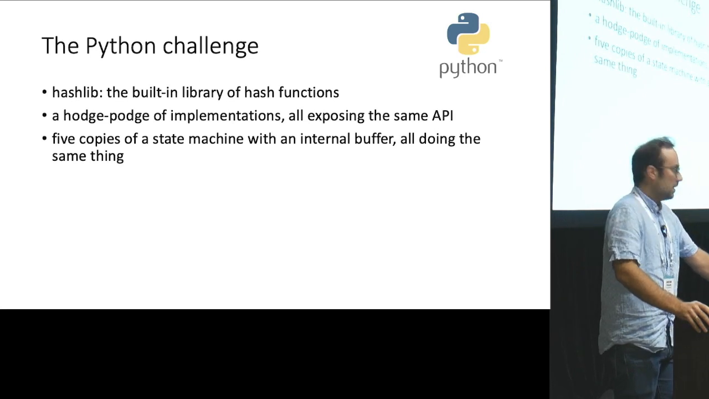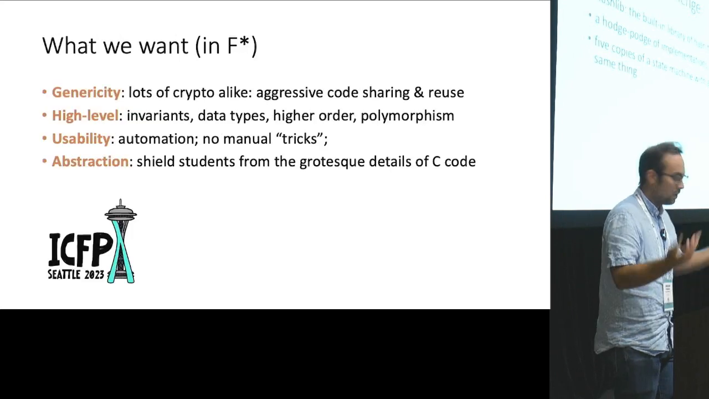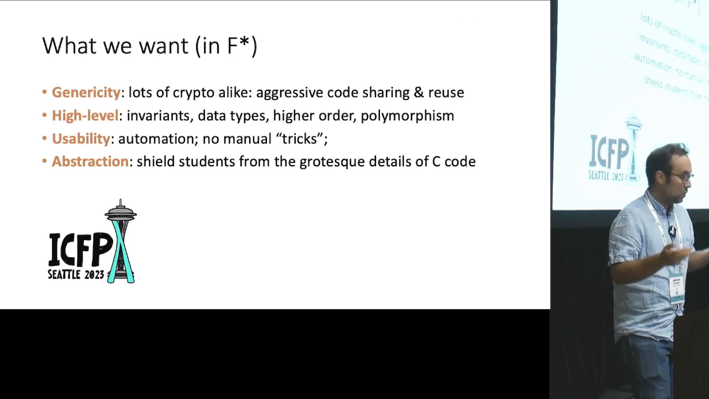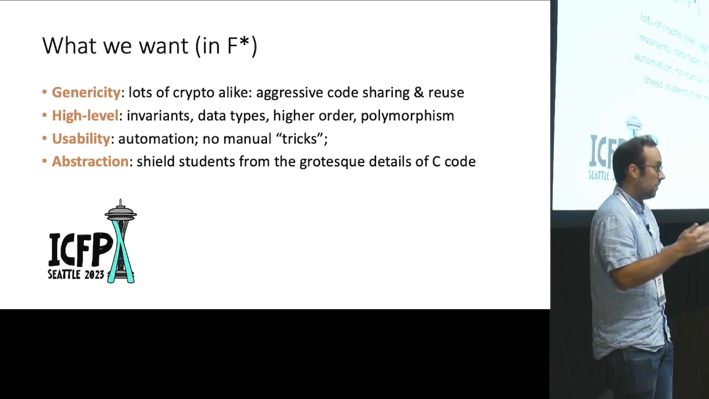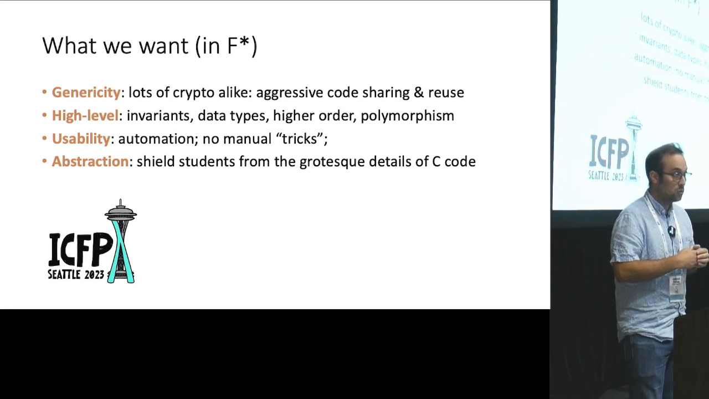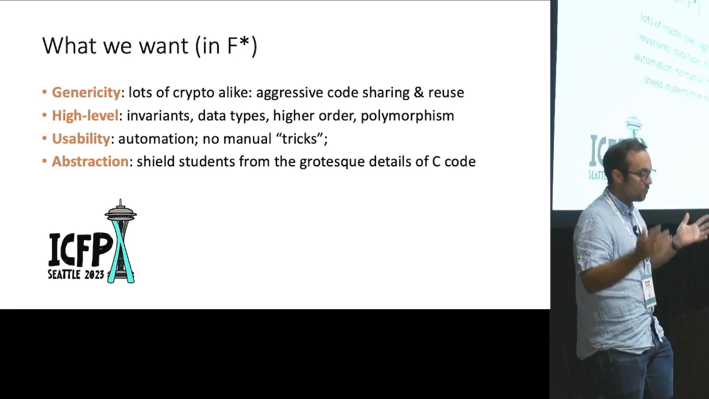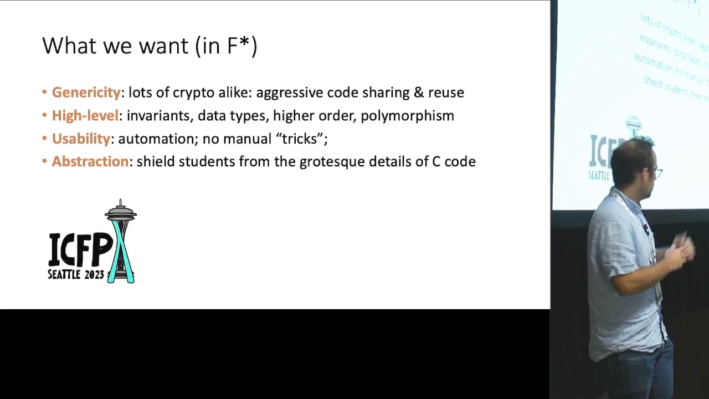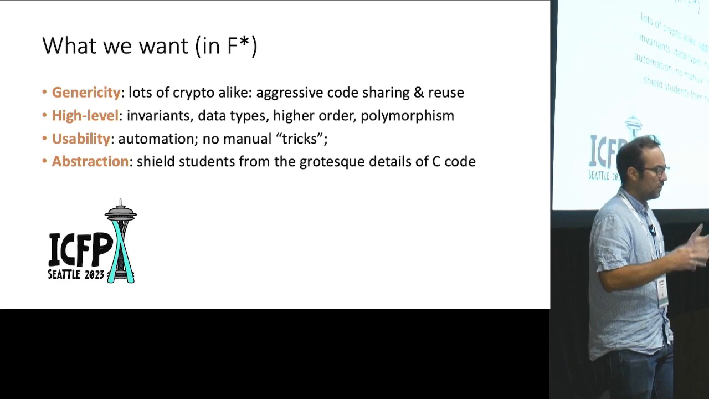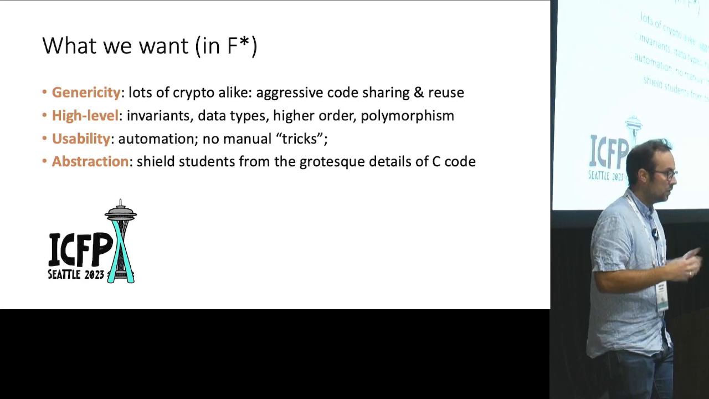When we set out to replace this, of course, we were not going to re-verify the same stuff five times. We're part of a functional programming community, and we try to be generic. If the same stuff is happening five times, you only want to write it once, and you want aggressive code sharing and reuse. You want to stay at a very high level. You want your invariants, your data types, higher-order functions and polymorphism, and of course a lot of usability. You want your stuff to be as automated as possible. You want your verification to go smoothly, and of course you want abstraction. You don't want to hear about the gory, grotesque details of C code.